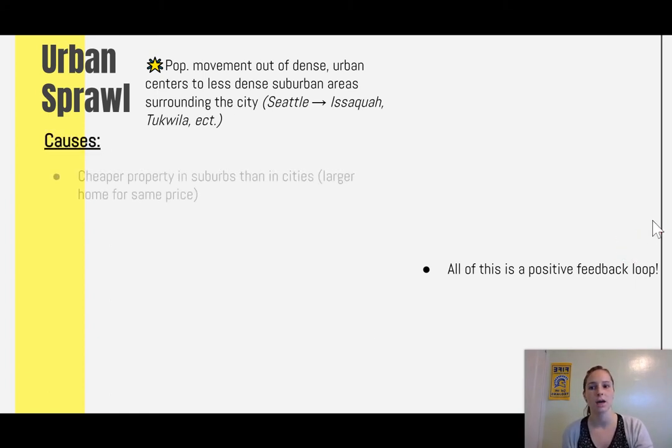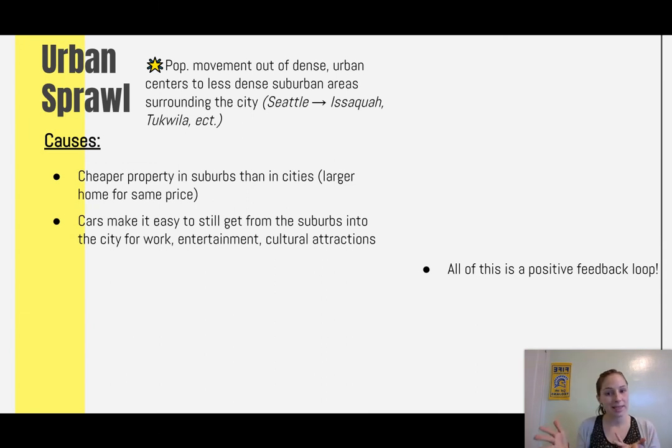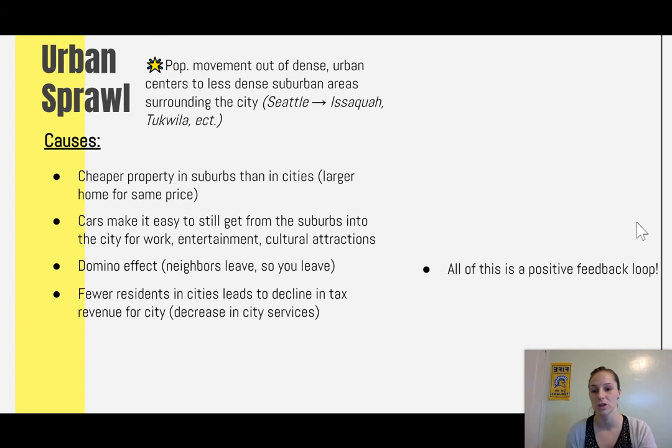Now, there's a lot of causes of urban sprawl. The first part is going to be the suburbs. The houses are cheaper. And you're also going to get larger homes for the same price. A condo that you might get in Seattle is going to cost the same as a 4-bedroom house in Tukwila. And so people who want more space are going to move for that. Additionally, cars are relatively inexpensive, and cars are going to make it easy to get from the suburbs into the city for work, entertainment, cultural attractions. And so when most people are able to have cars, they're able to make that commute from the more suburban areas back into the attractions of the urban areas. There's also kind of the domino effect. As your neighbors leave, you are also going to potentially be leaving.